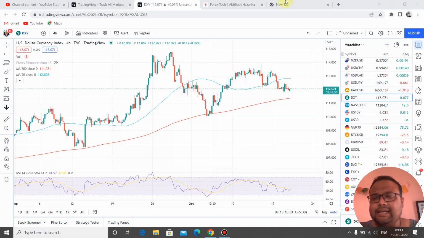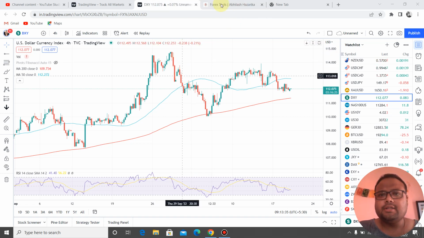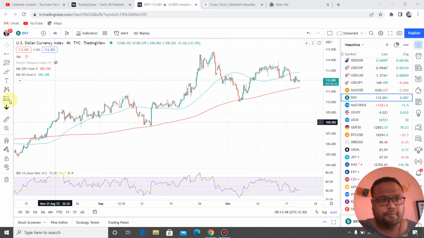So yes, I think that there may be some correction on the chart of DXY, and not a small correction. There may be some big time correction on the chart of DXY. Because if we look at the chart carefully, then obviously in this situation the market does not seem very bullish. Let me show you.